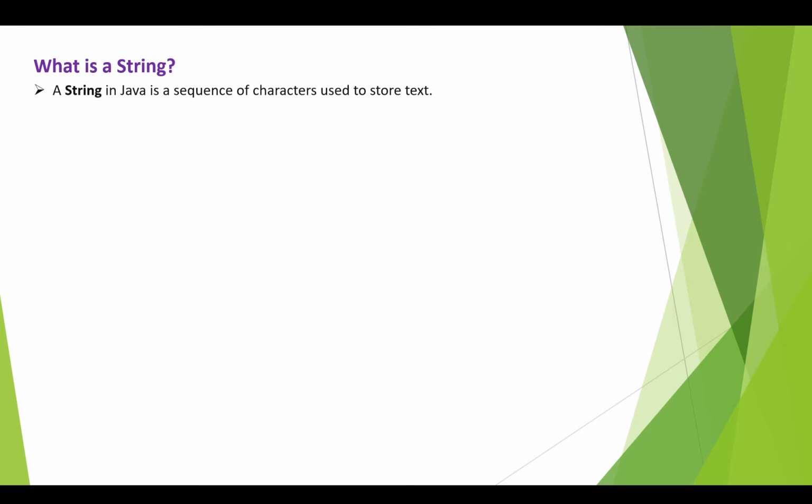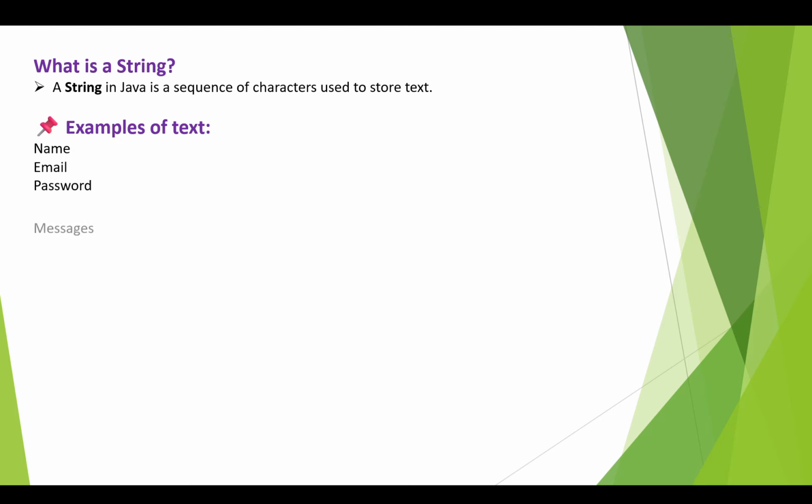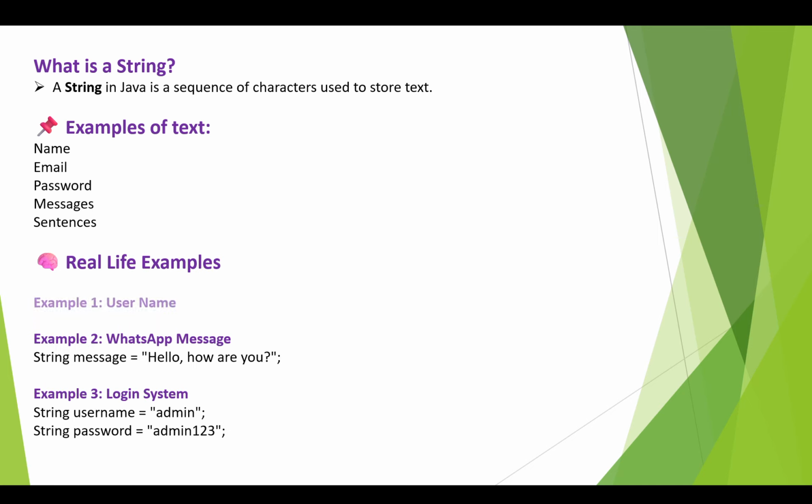Let's go ahead and understand what a string is. A string in Java is a collection of multiple characters. It is used to store text, and anything inside double quotes is considered a string. For example, our name, email, password, messages, sentences, and our address, all these are strings. In real life also, if we consider WhatsApp messages, every message we send is actually stored as a string in the backend. And our username and password while logging into any application are also considered strings.